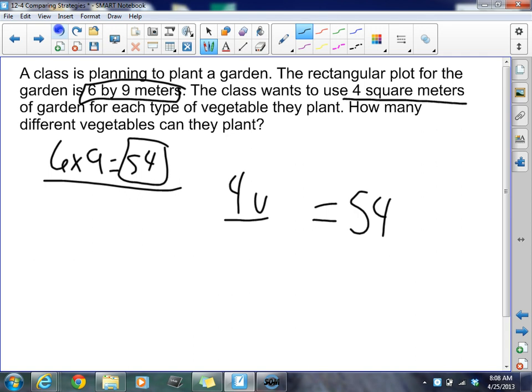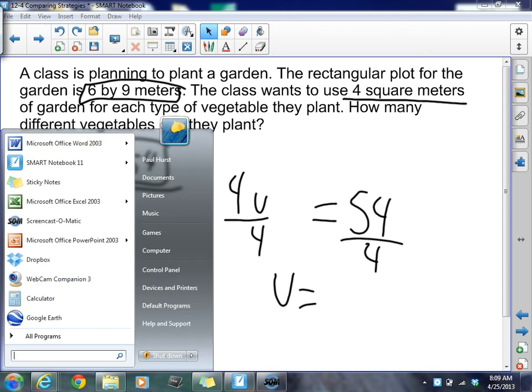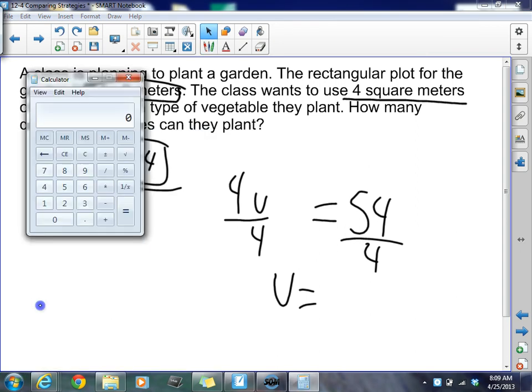So we're going to do it like this. Remember, my job is to get my variable by itself. So to do that, I'm going to have to divide by 4. That gives me V over here. Now, 54 divided by 4, and I'll go ahead and pull up my calculator just to make sure we're all correct. So 54 divided by 4 equals, look at that, 13.5.